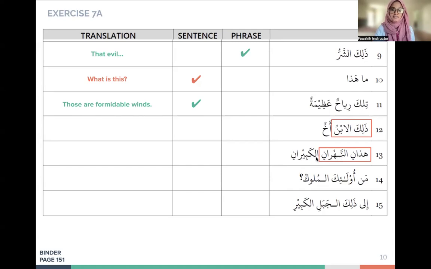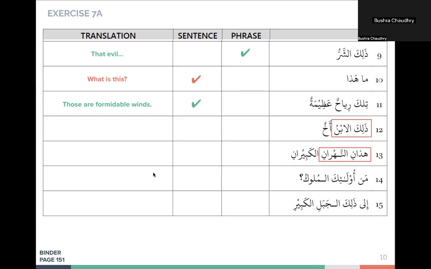However, if I had deleted this al, then I would add a word in between. Then I would say these two rivers are large. Get it now? Okay, you got it? Yeah, thank you so much. Okay, one more thing.